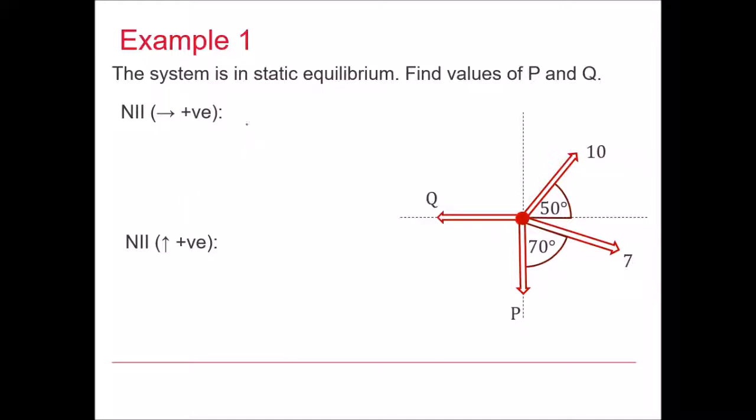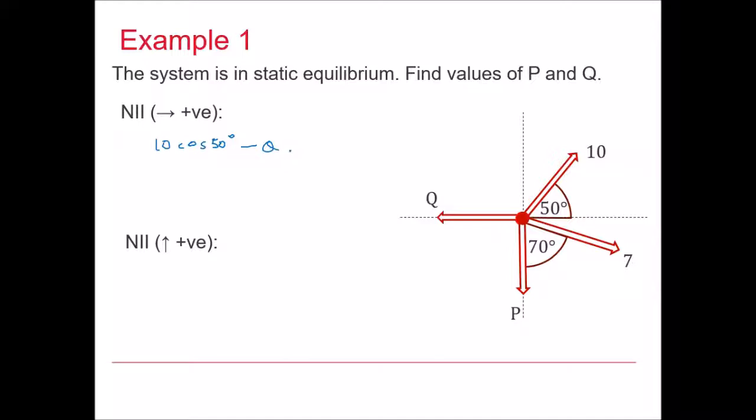So we'll resolve horizontally and work around the diagram with each of the forces. So I'll start with the 10. We've got 10 cos 50 horizontally to the right. I'll take to the right as positive. We've got, moving counterclockwise around the diagram, a Q to the left, so minus Q. Then we get to a P, but that's vertical, so there's no contribution.